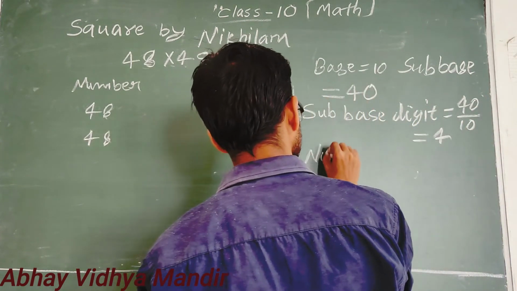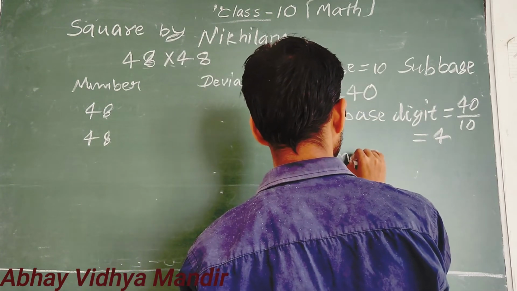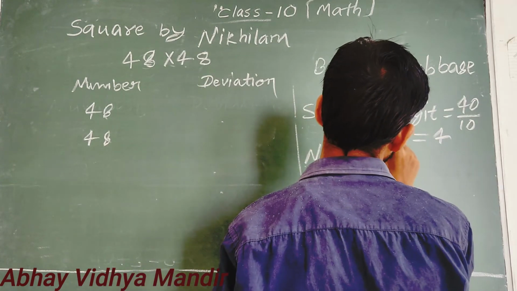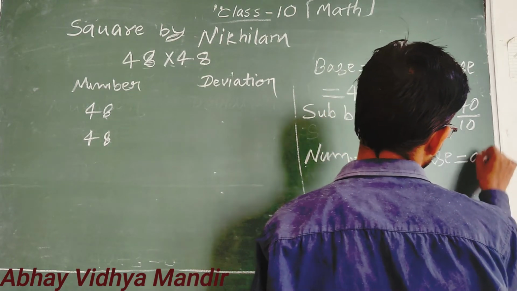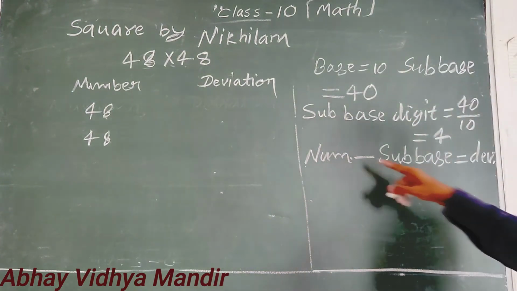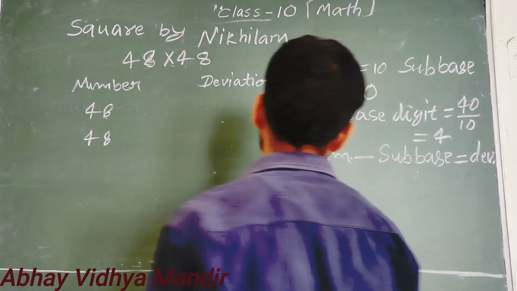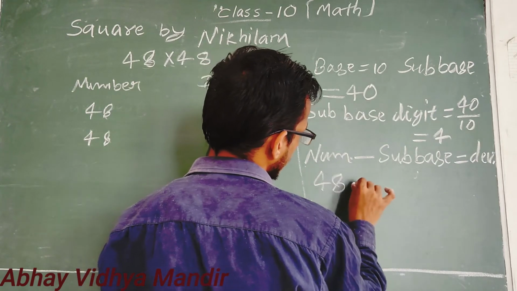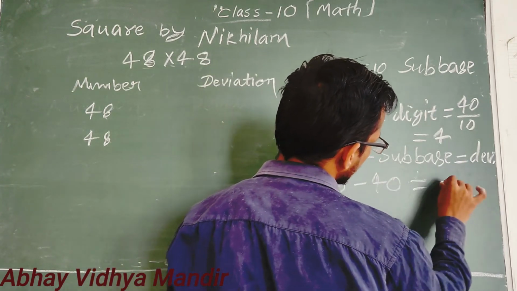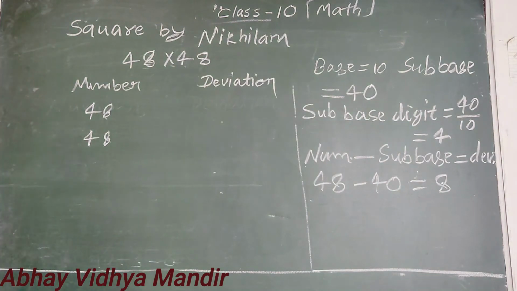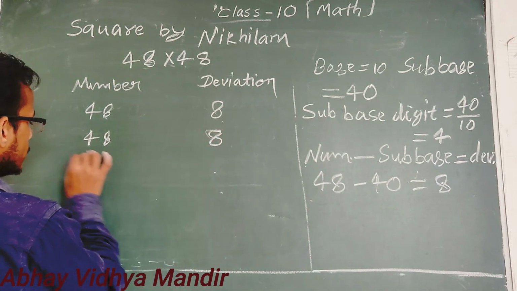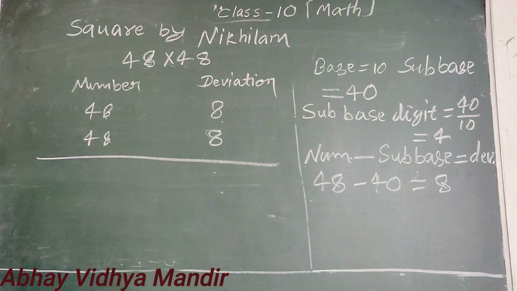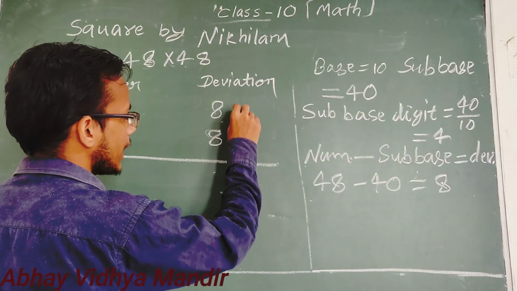Now number minus sub-base equals deviation. Number minus sub-base equal to deviation. The number is 48 minus 40 equal to 8. So deviation is 8. So the deviation is noted opposite to that number. Okay, now solve it, same process as the last.